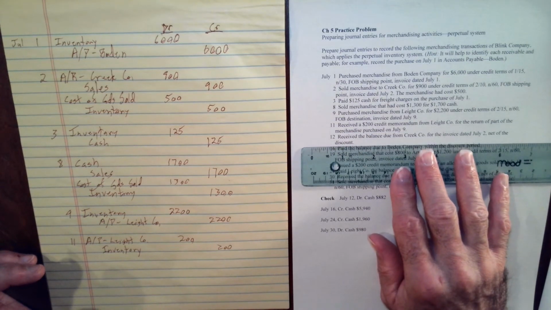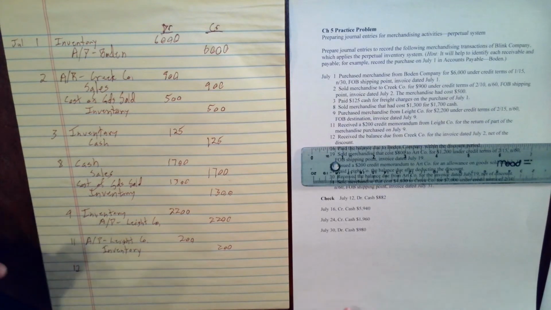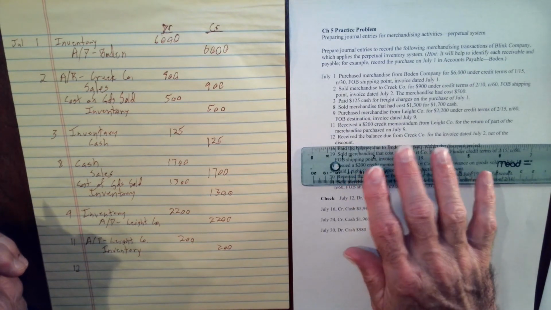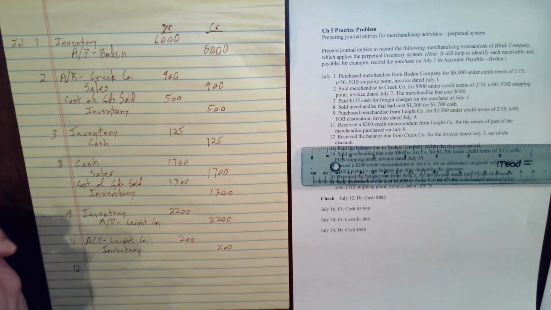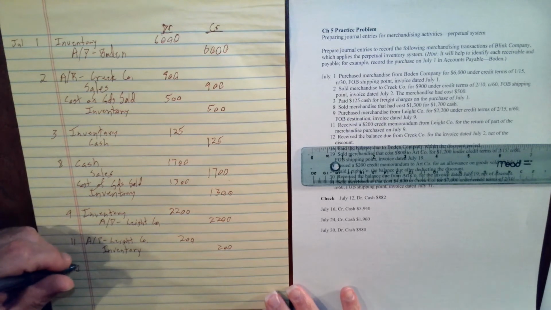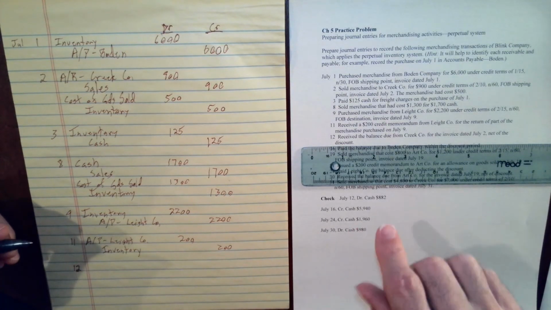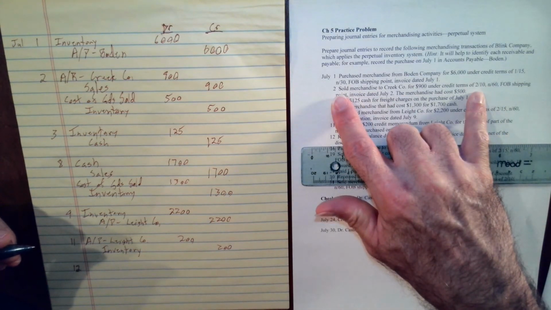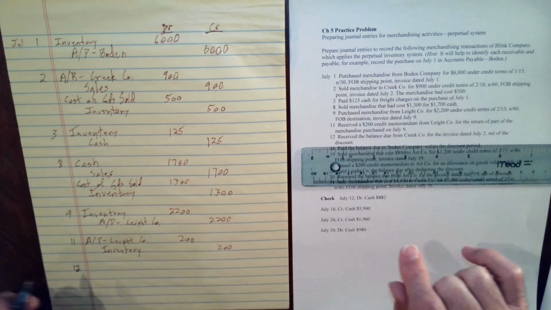On the 12th of July, we received the balance due from Creek Company for the invoice net discount. Now you can always go back and make sure that they did indeed get that discount. So Creek Company had a 2/10, net 30, on the 2nd of July, and here we are on the 12th of July, so they made it within the 10-day window, and they get 2%.